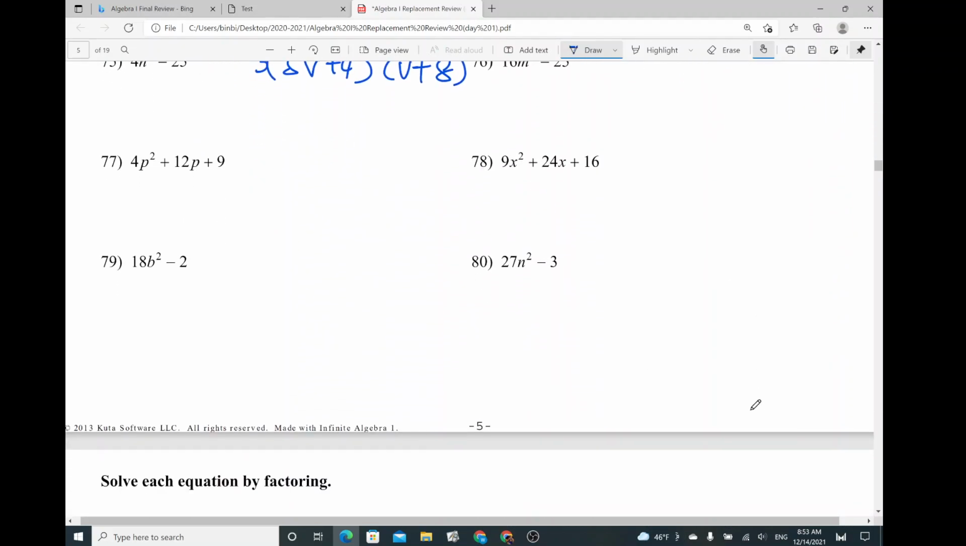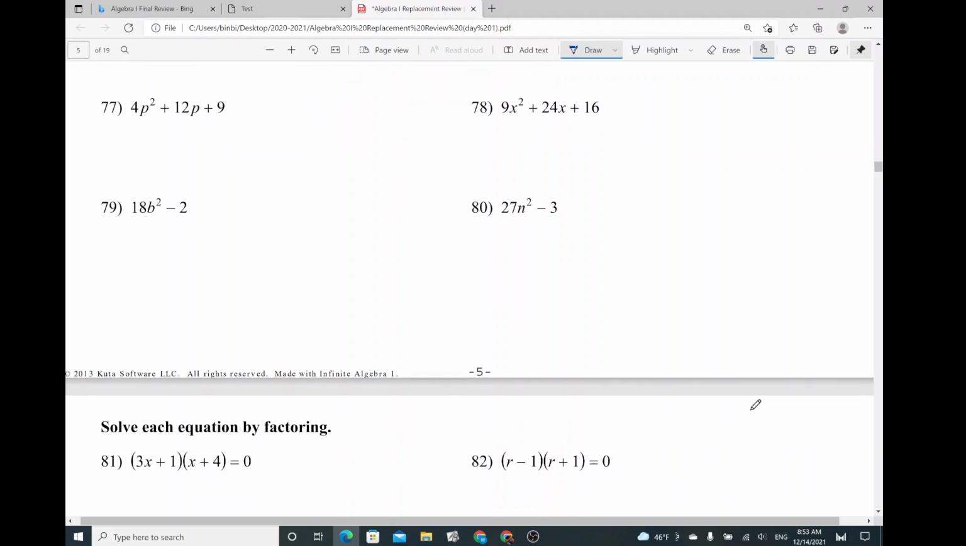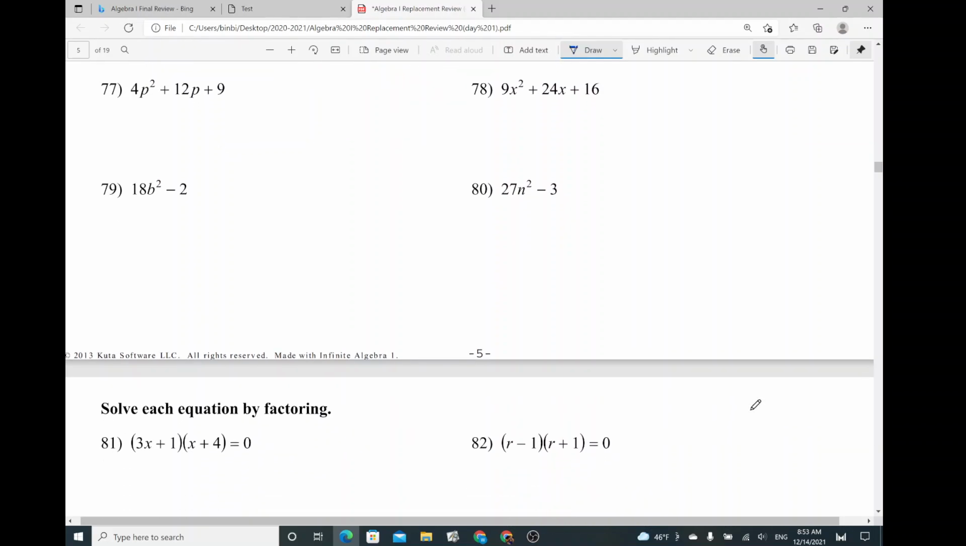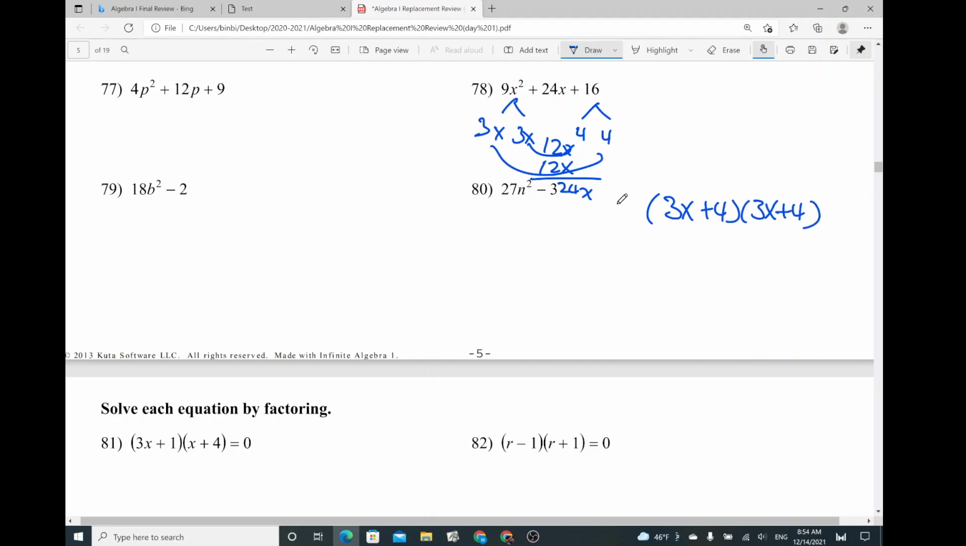Okay, so now let's see what else we have for the rest of this. Let's try another one. Let's say 78. This one is 9x squared. So 9x squared, break it apart. Again, there's no common factor here. 9, 24, 16. So 3x, 3x. So 16, let's put it 4 and 4. So 3x times 4, which is 12x. 3x times 4 again, 12x. So the total is 24x. So this one can be written as 3x plus 4 times the quantity of 3x plus 4, and also could be written as 3x plus 4 quantity squared.